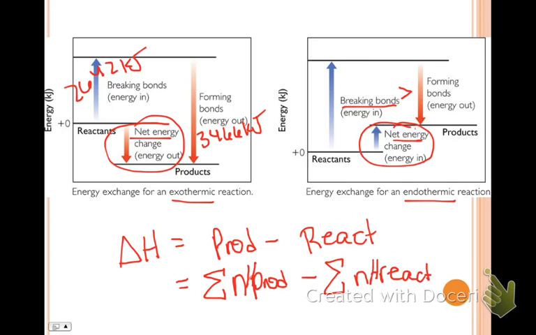So here we show that since energy is being released, this is a negative delta H. So if you take the amount of energy from your products minus the reactants, it ends up being negative. Here on the endothermic side, this ends up being a positive value.